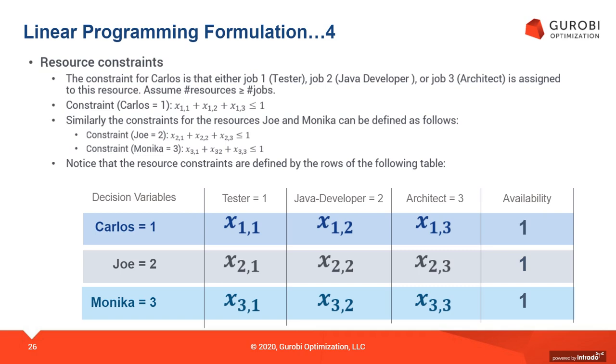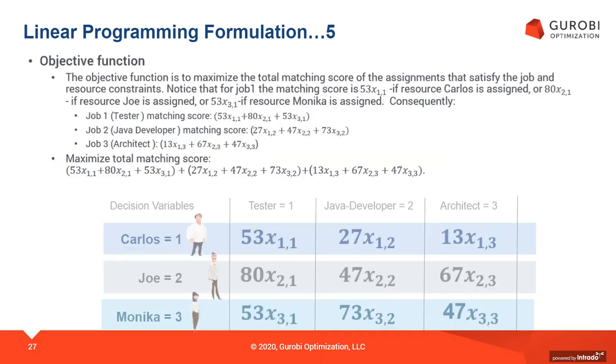So in this case, we don't force the linear programming model formulation to assign all the resources. There might be resources that cannot be assigned for any reason, or you might have more resources than jobs. So you shouldn't impose this as an equality. This should be a less or equal inequality. And again, any constraints of this type, you can see it in terms of the rows here. So the constraint for Joe will be X21 if Joe is assigned to a tester job, X22 if Joe is assigned to a Java developer job, or X23 if Joe is assigned to the architect job. And since you don't know if Joe is going to be assigned, this is a less or equal to one constraint.